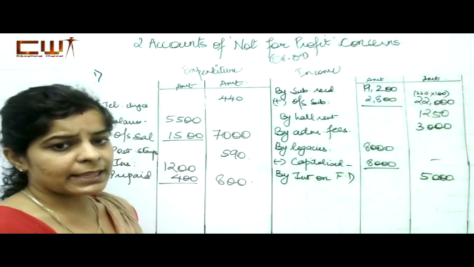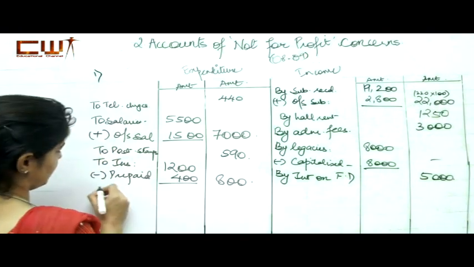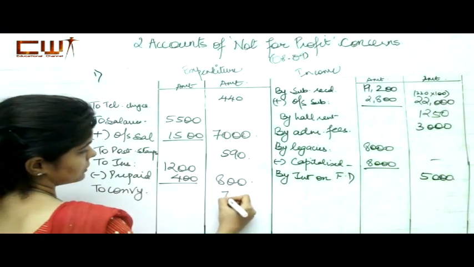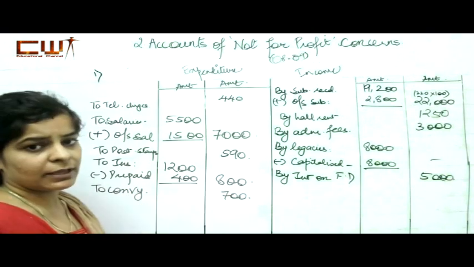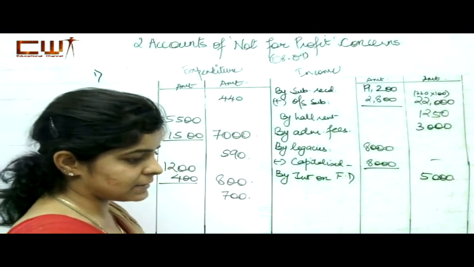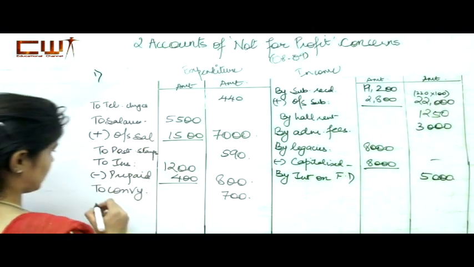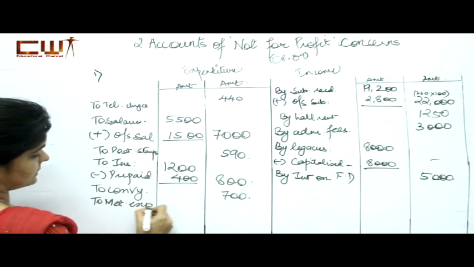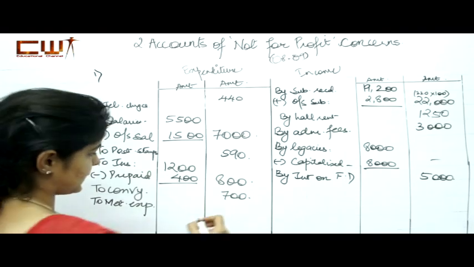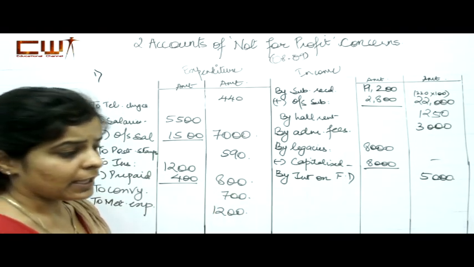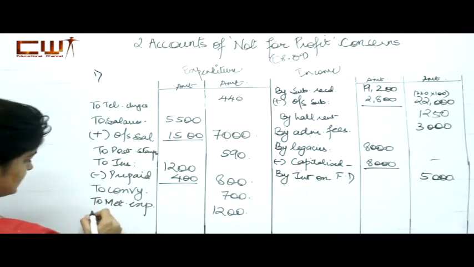800. Right? Then conveyance they have given 700. To conveyance, how much? 700 they have given to you. They have also given you the expenses, that is meeting expenses. To meeting expenses. Is there any adjustment in the meeting expenses? No. How much? 1200 will be coming directly. They have also given sundry expenses.